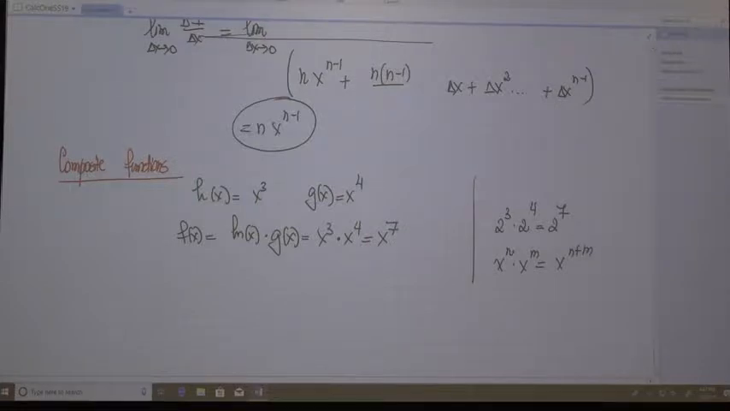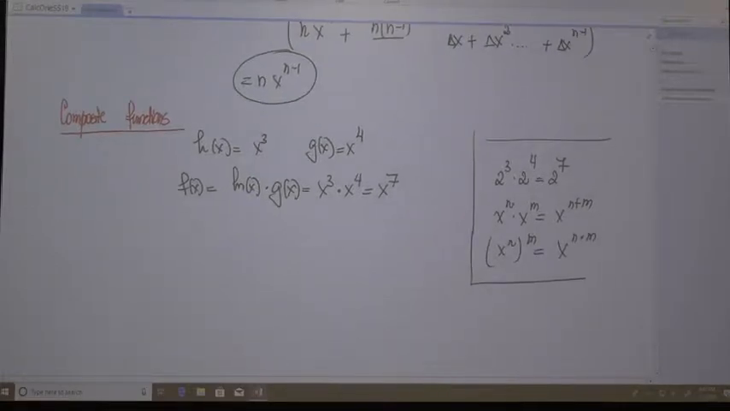What is x to the power of n, to the power of m? It is x to the power of n multiplied by m. So, the composite of the two functions h and g is when you substitute this x here with the g. So this will be equal to h of g of x. This is what it means.